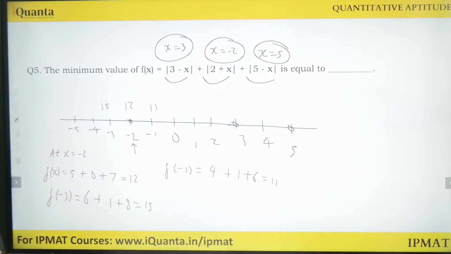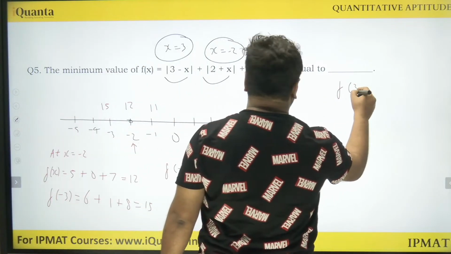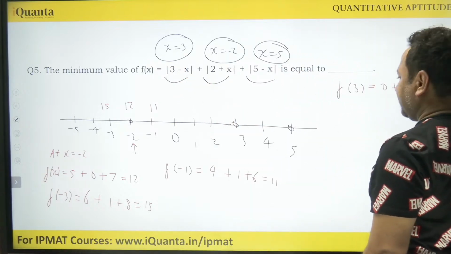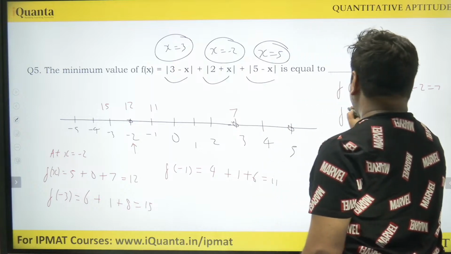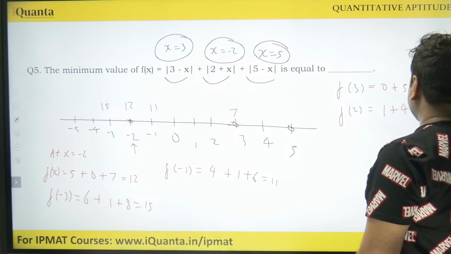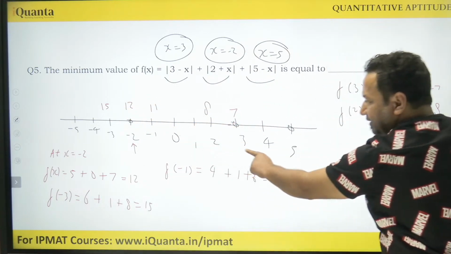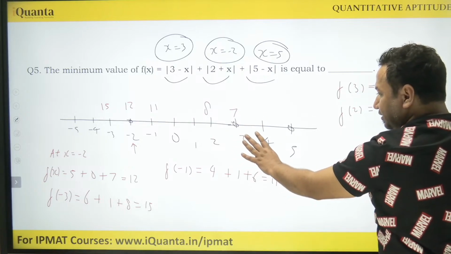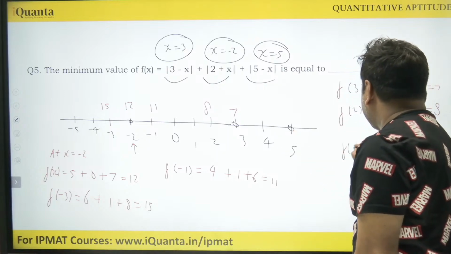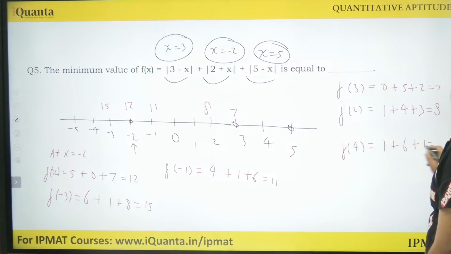Right? Now let us look at 3, the next critical point. f of 3 will be equal to what? 0 plus 5 plus 2, that is 7. Here I got 7. And at 2, what do I get? 1 plus 4 plus 3, this is 8. Here we have 8. So what does it mean? The values are decreasing. At 3 we have less value. Let us check for 4: f(4), 1 plus 6 plus 1, that is 8 again.